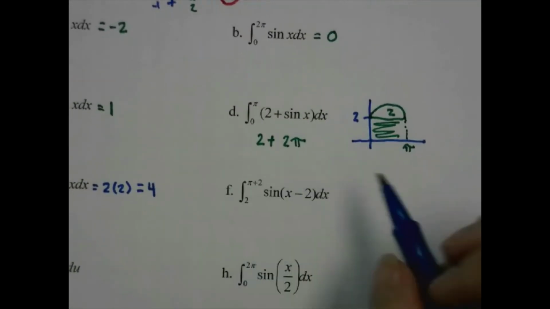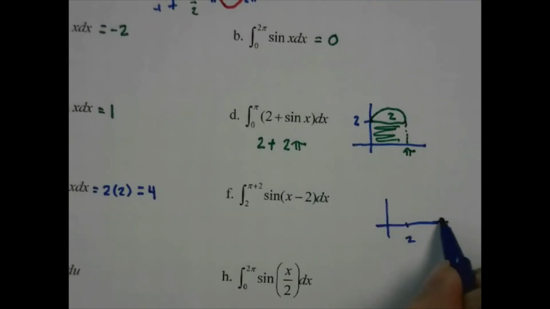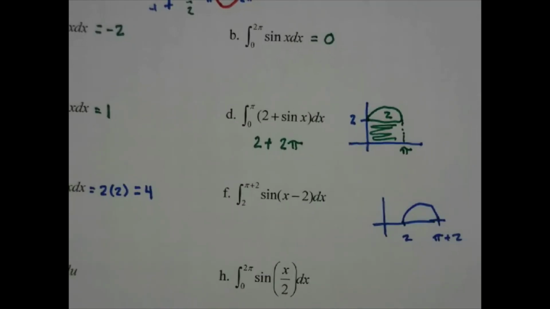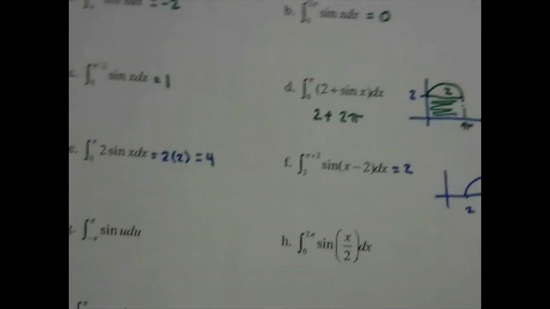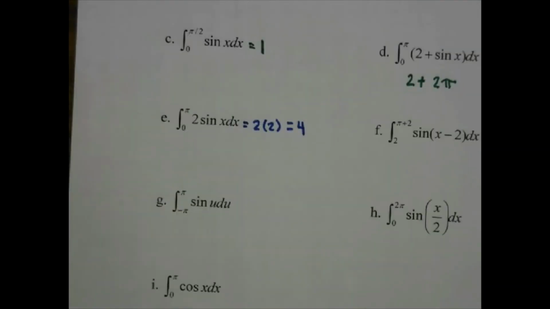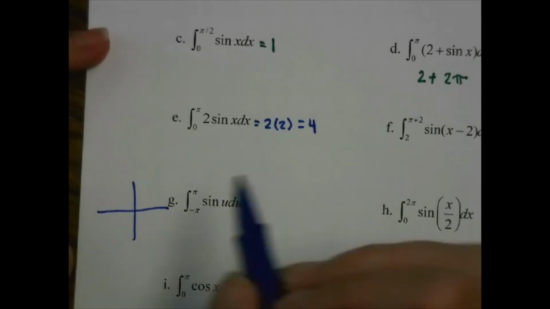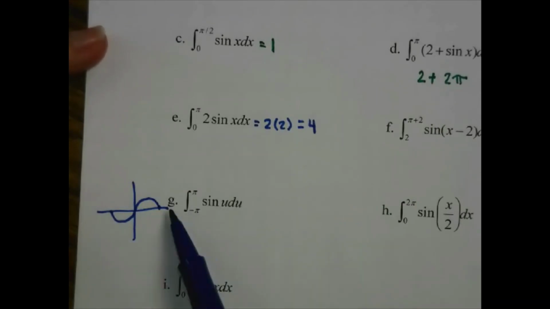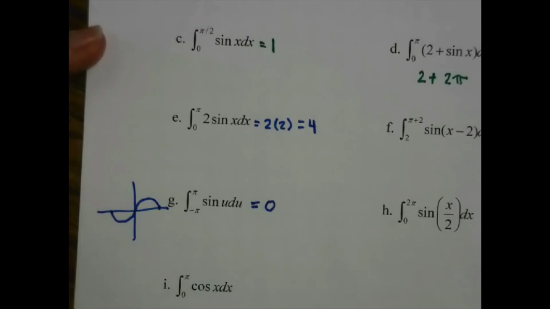This one just shifts everything to the right 2. So we're going, here's 2, here's pi plus 2, and there's sine of x minus 2. So this is just 2. From negative pi to pi, okay, so from negative pi to pi is going to look like this. So that area is going to be 0.